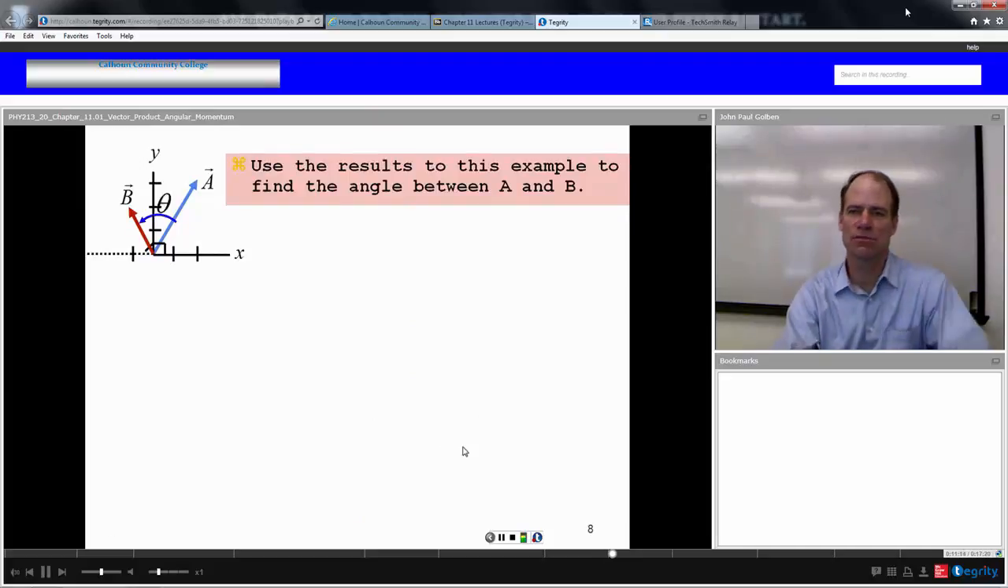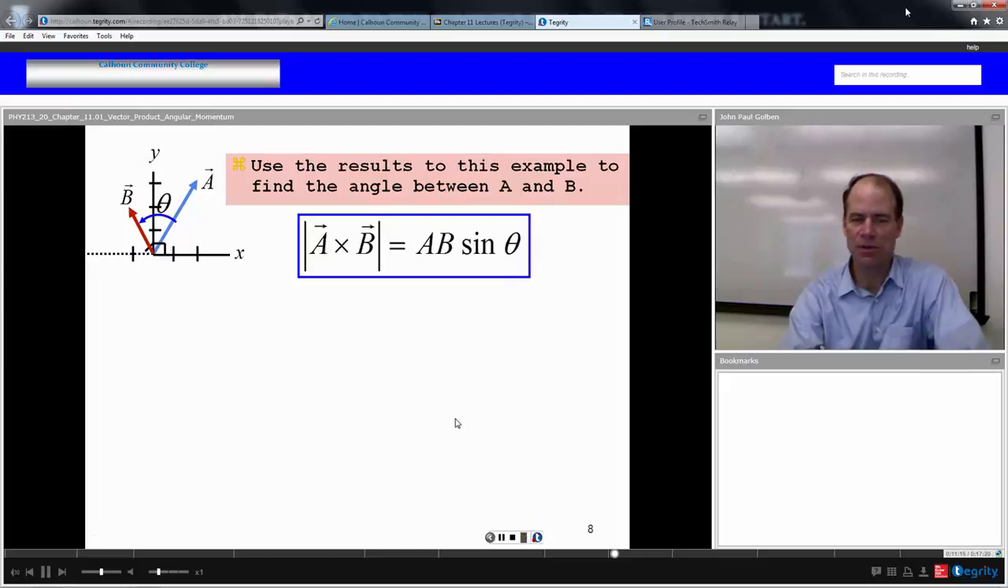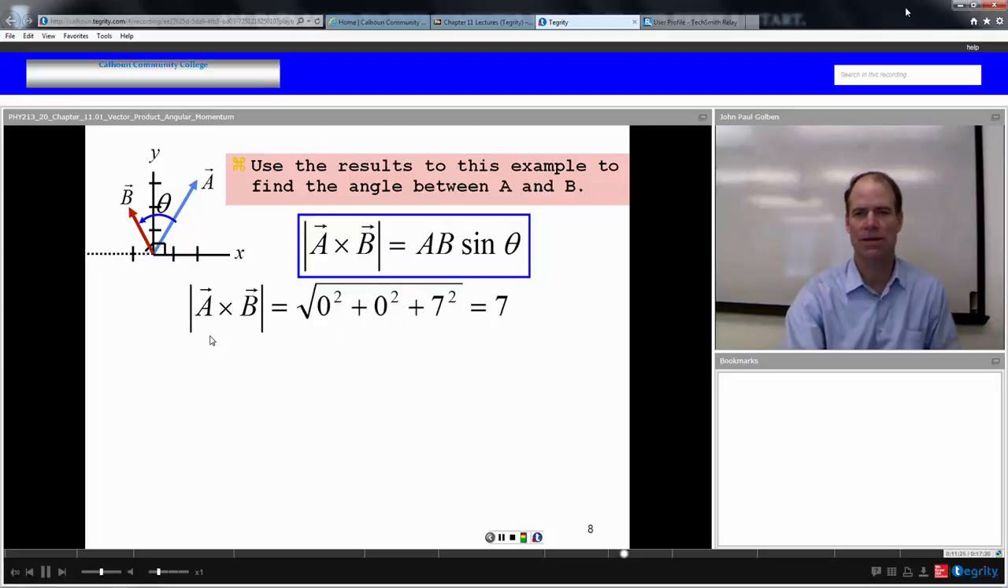We're going to use these results to find the angle between A and B. We know that the magnitude of the cross product, A cross B, should equal the magnitude of A times the magnitude of B, sine of the angle between the two vectors. So, since A cross B we just found to be 7k, the magnitude of that is 7.